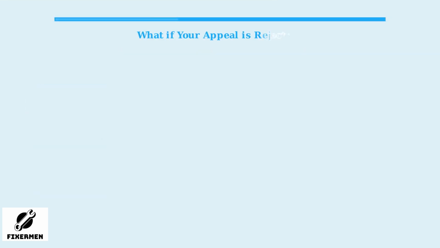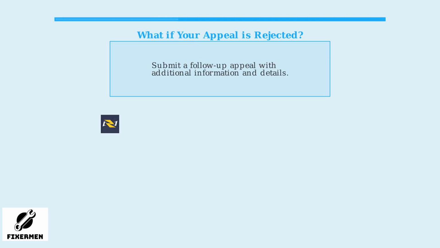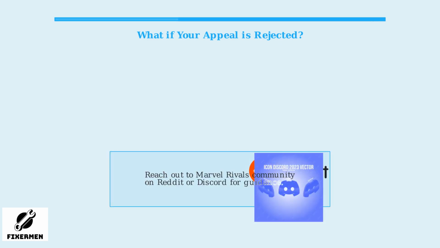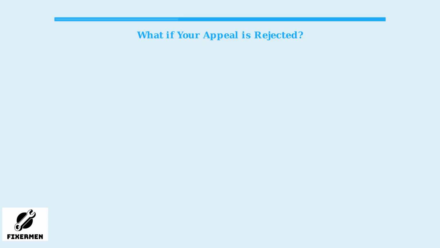If your initial appeal for Error Code 4001 is rejected, don't give up. You can submit a follow-up appeal through the official support portal, providing any additional information or evidence that wasn't included in your first submission. When communicating with the support team, always remain polite and professional. Persistence is key. Follow up respectfully if you don't hear back within the expected time frame, usually 3 to 5 days. If you believe your account restriction is unjust, consider seeking support from the Marvel Rivals community.